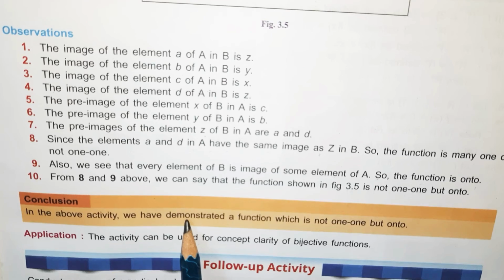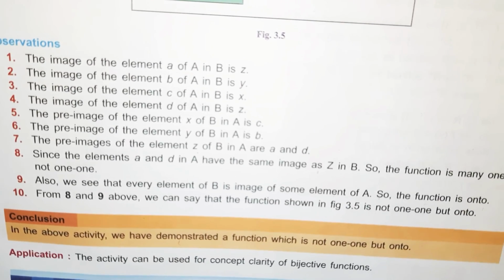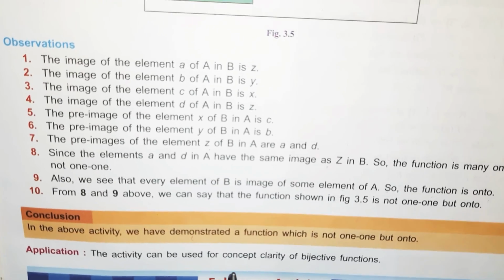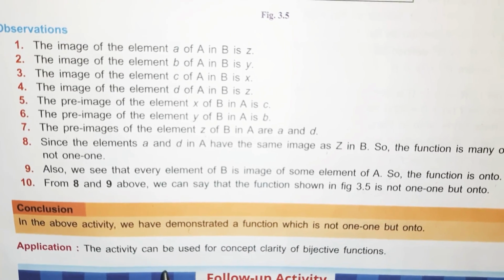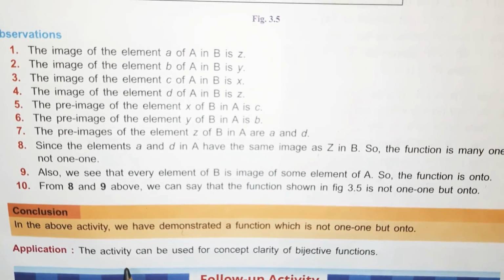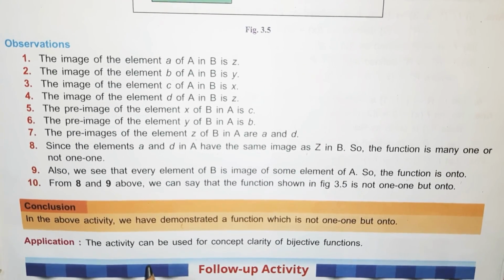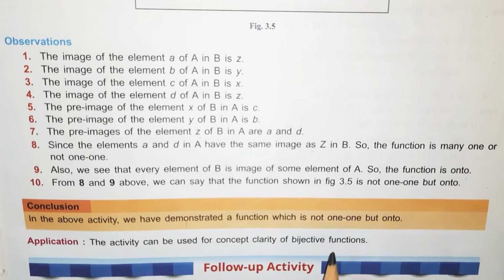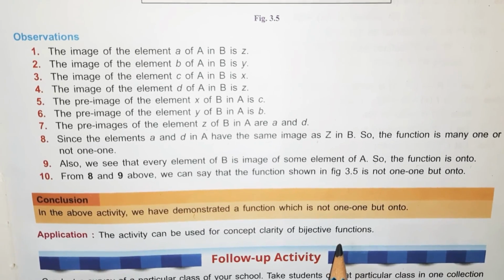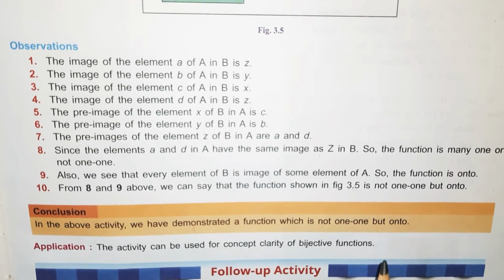And from the above activity, what can we conclude? That we can demonstrate any function, any example you can take. It's not necessary that whatever example I am taking here, you need to take the same. So you can form your own example. And this is the activity. If I talk about the application, the activity can be used for concept clarity of bijective function. So this we have already discussed. So till the application you need to write, and the rest, viva voce questions, you need to revise from the practical point of view.